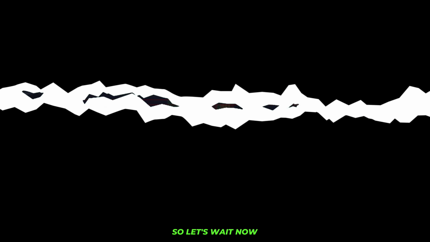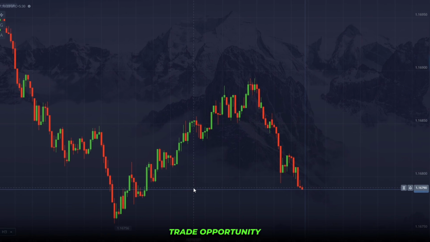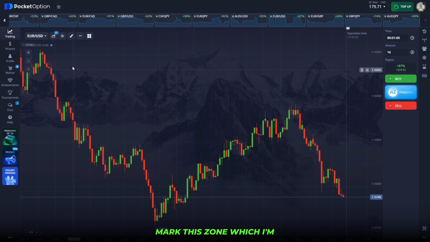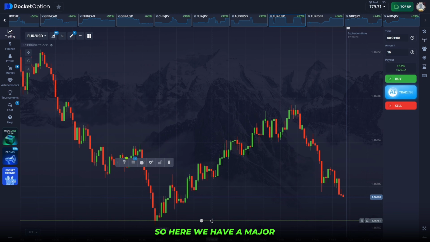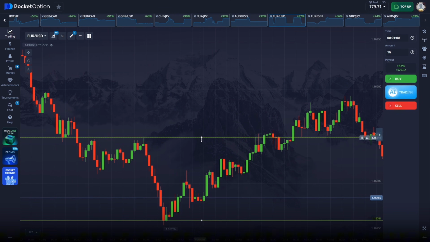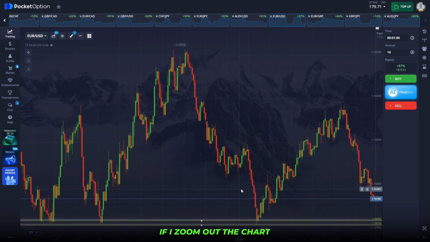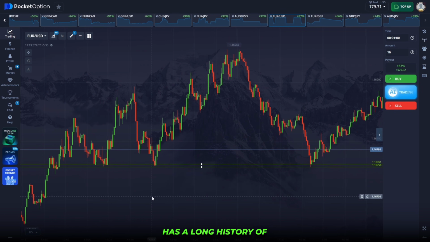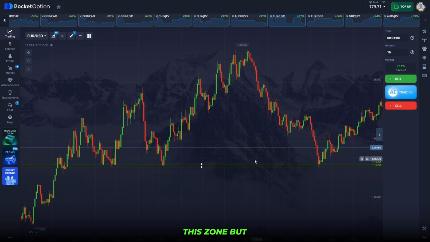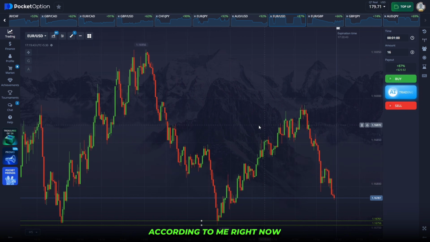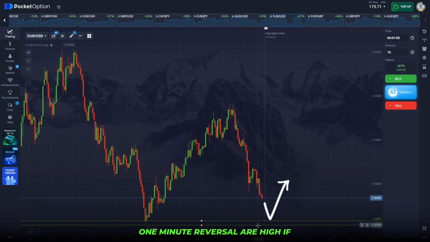So let's wait now. Currently I'm watching the Euro US dollar chart and I have a trade opportunity. Let me first mark the zone which I'm interested in using for my trade. So here we have a major support level. If I zoom out the chart, you will see that it has a long history of working as a support level. The price might break this zone, but according to me right now, the chances of a 1 minute reversal are high if price hits this zone.